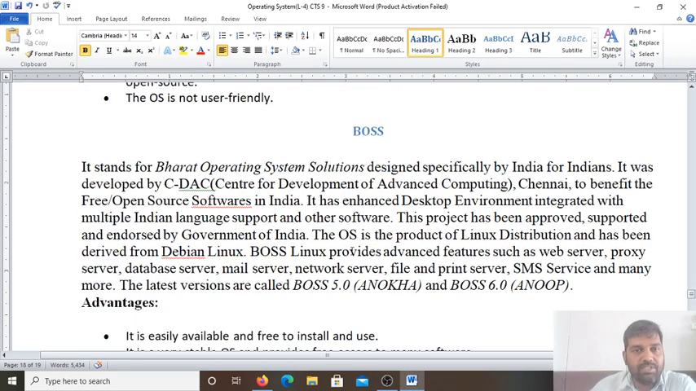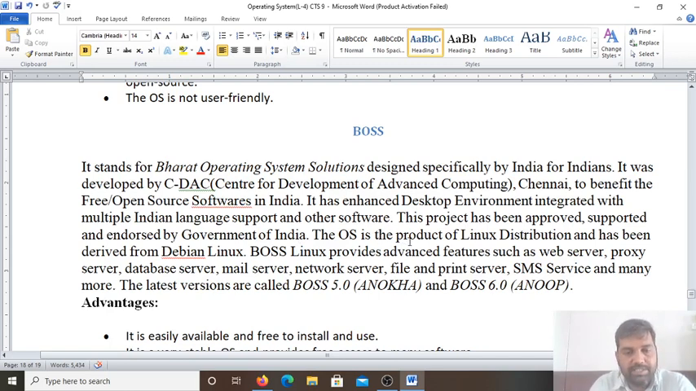Next is BOSS. BOSS stands for Bharat Operating System Solutions. It is a GNU/Linux distribution developed by CDAC, especially by India for Indians. It was developed by CDAC, the Centre for Development of Advanced Computing, Chennai, to benefit free open source software in India. It has an enhanced desktop environment integrated with multiple Indian languages support and other software.